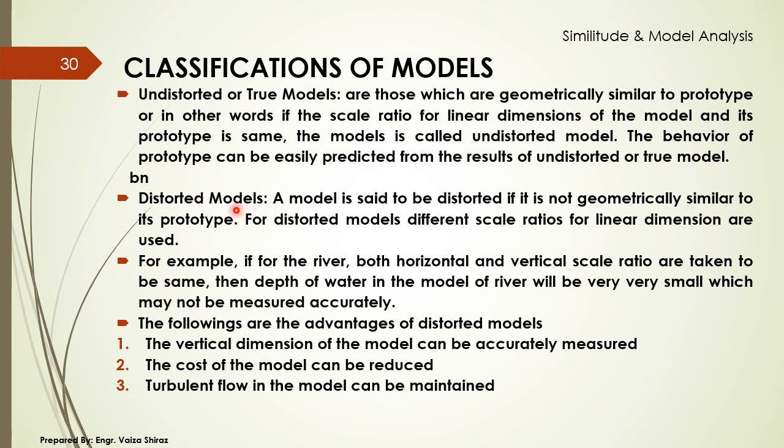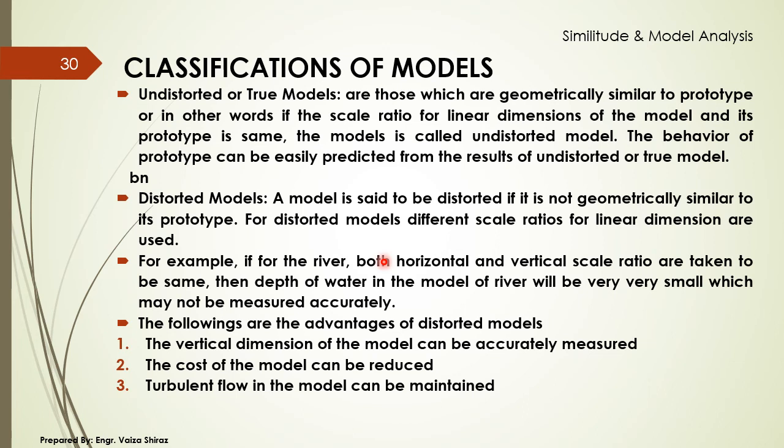The second one is the distorted model. In this case, the geometric similarity does not exist between the model and the prototype. Different scale ratios for the linear dimensions are used in this model. This type of model is usually applicable where you have a larger difference between the horizontal and vertical dimension, and the simplest example is of the river.